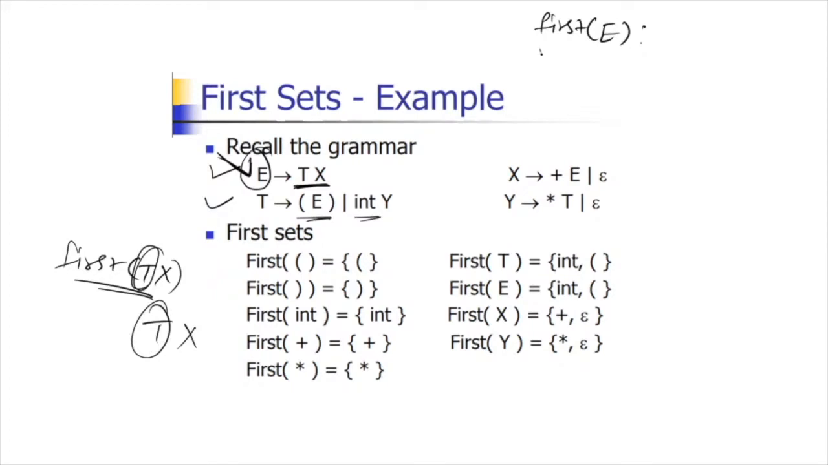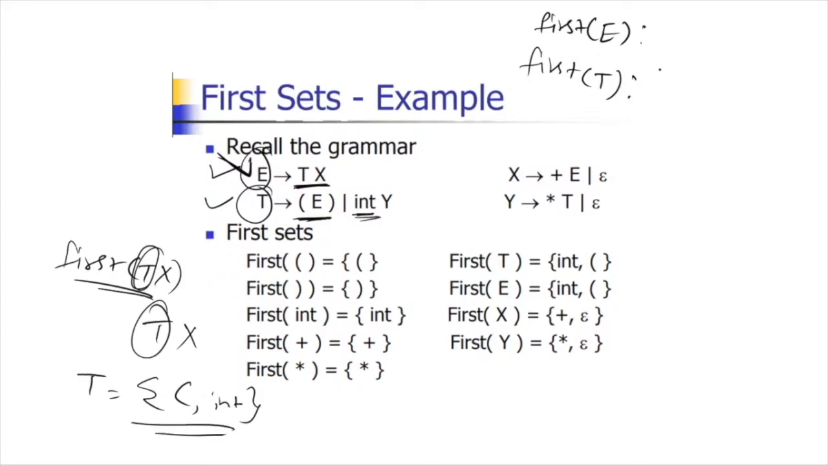So what is first of T? First of T means what are the first symbols that this T can generate. You will go to the symbol T. What are the things that this T can generate? Whatever you generate from this T, the first symbol will either be this open parenthesis, or the first symbol will be int. So the first of T will be the open bracket and int.